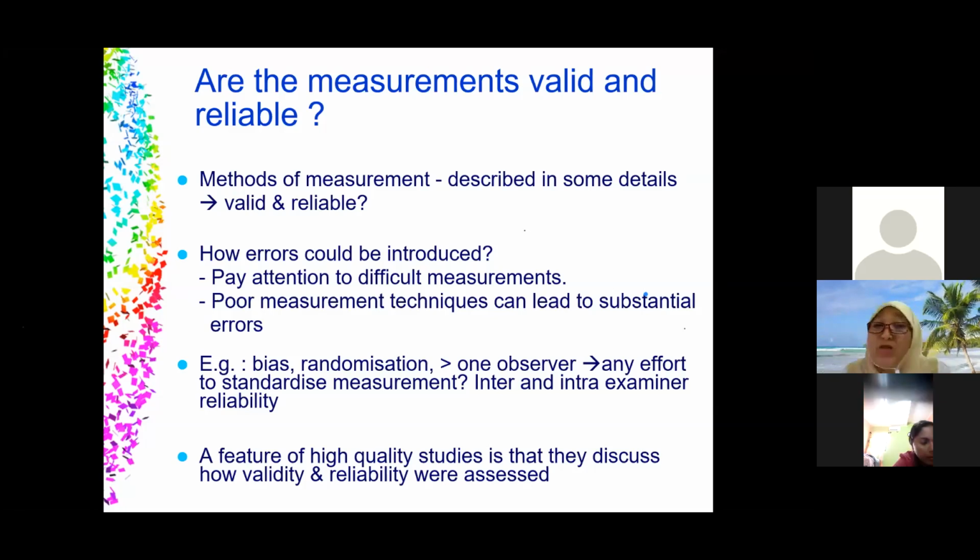Maknanya not much variation between us when we do the diagnosis or screening. Mesti ada mention dalam paper. Paper without this, bukan poor lah, but is subjected to query. So a good paper, you must report this.